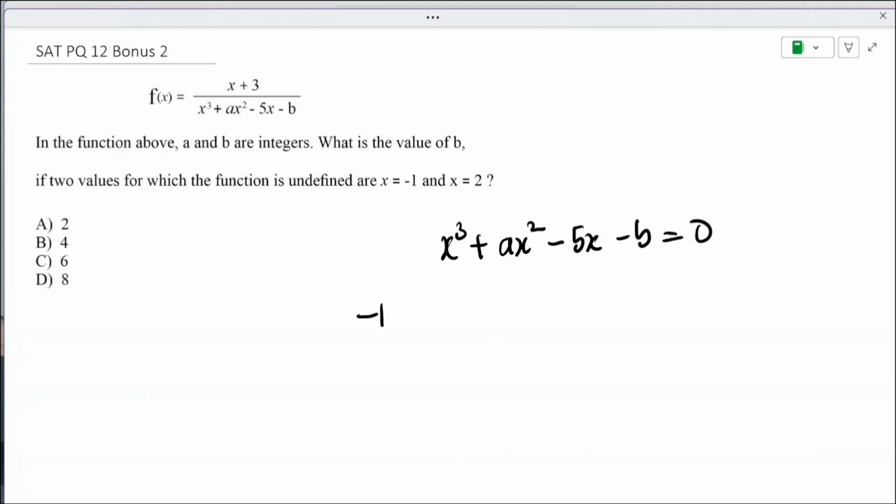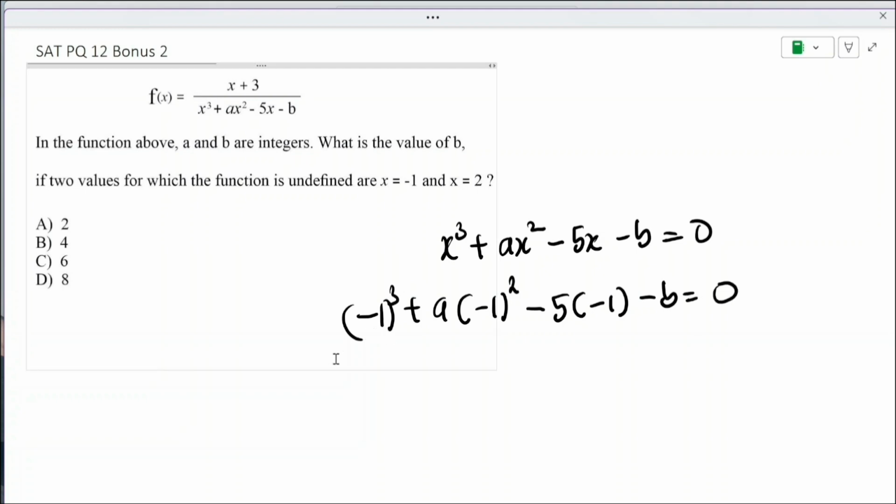Let's take x as -1 to create the first equation. We have -1 to the power of 3 plus a into open bracket -1 squared, minus 5 into open bracket -1, x is -1, minus b equals 0. -1 to the power of 3 is -1 times -1 times -1. Negative times negative will give you positive. The result, which is positive, times this negative will give you negative. So -1 to the power of 3 will give you -1.